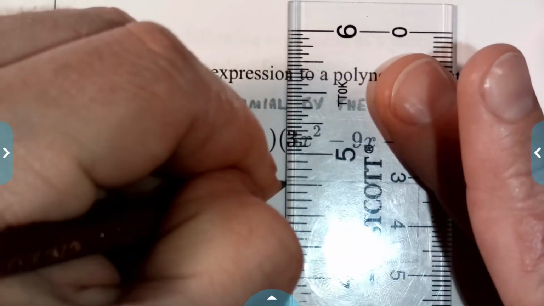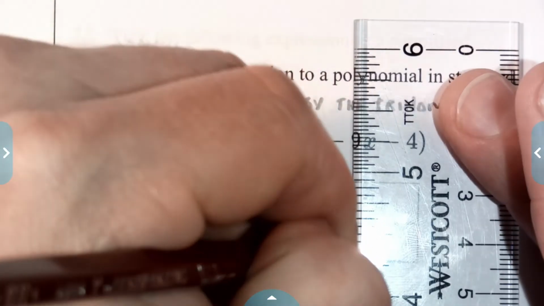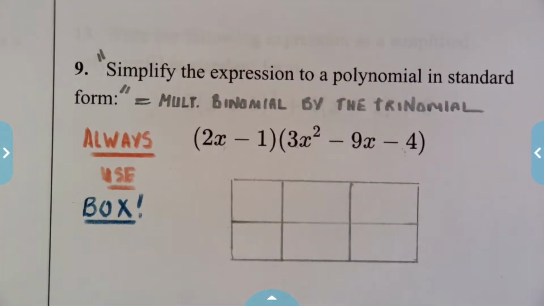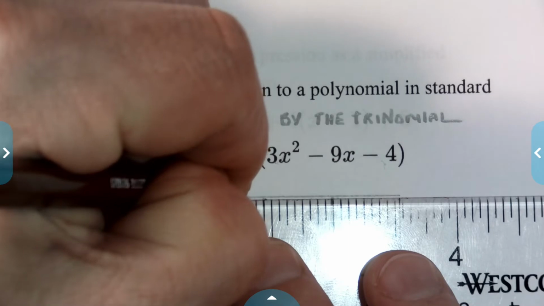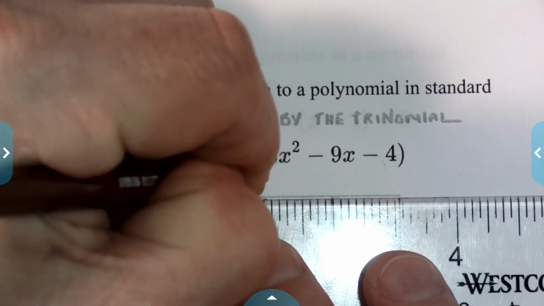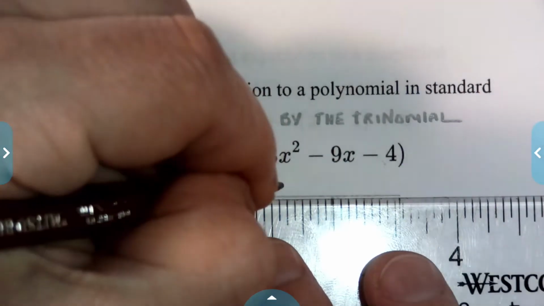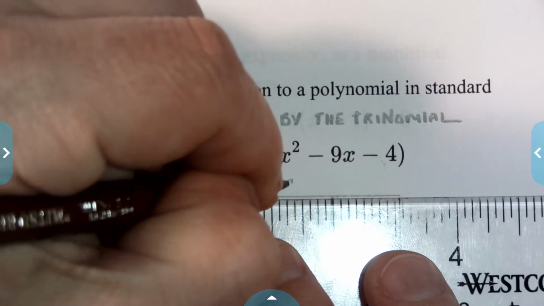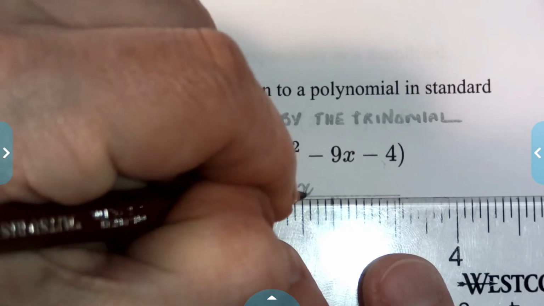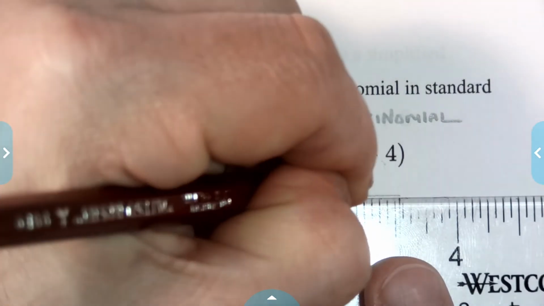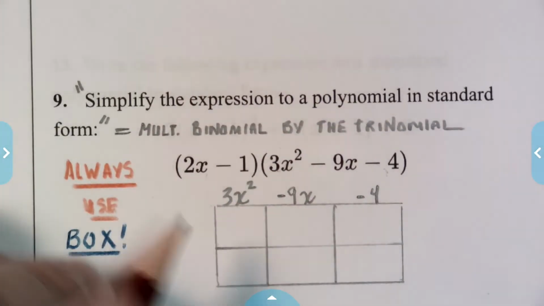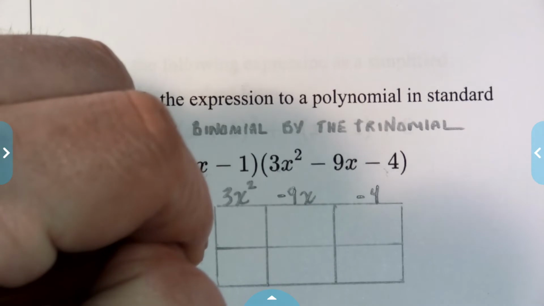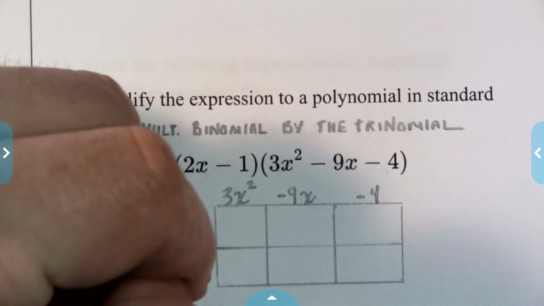Now I need to make my column smaller, right? So I can fit 3 terms. Okay. So now what goes up on top is 3x squared. And then here's negative 9x. And here's negative 4. Okay. And then along the side here, I've got 2x and negative 1.